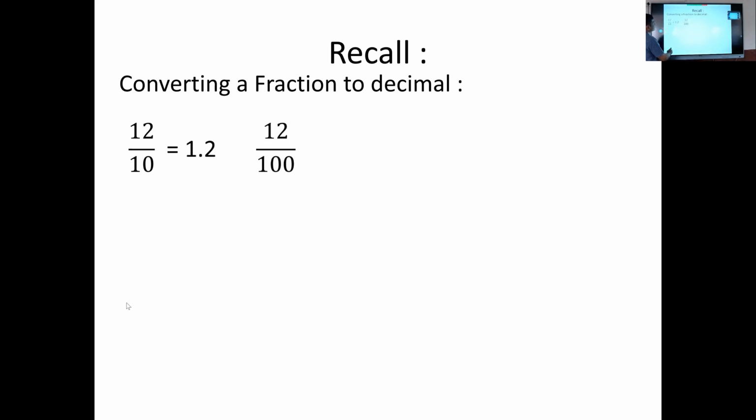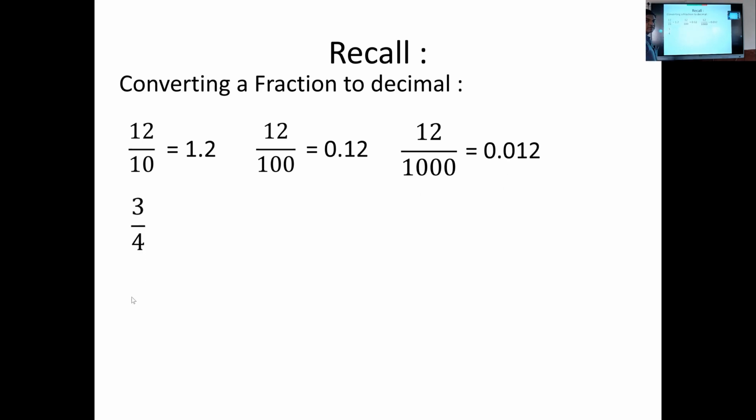We'll see one more fraction, 12 out of 100. And here now there are two zeros, so there will be two decimal places in the decimal number, and we represent 12 out of 100 as 0.12. Then comes 12 out of 1000. In 1000, we see there are three zeros, and yes, there will be three decimal places when we write 12 out of 1000 in the decimal form, so it will be 0.012.